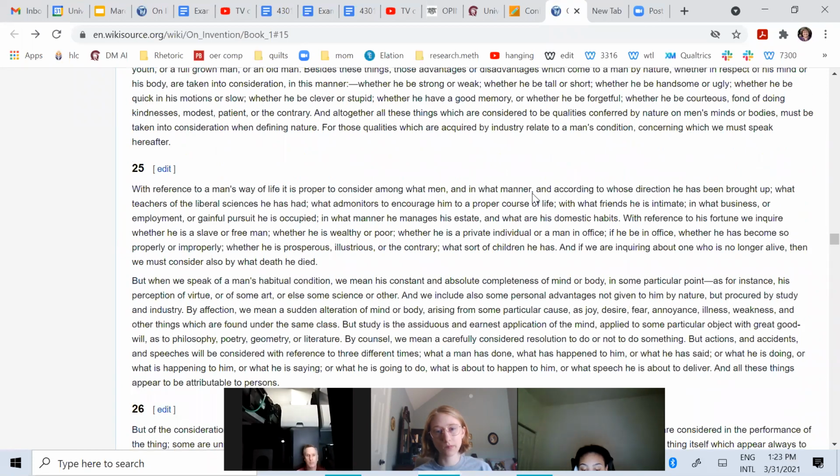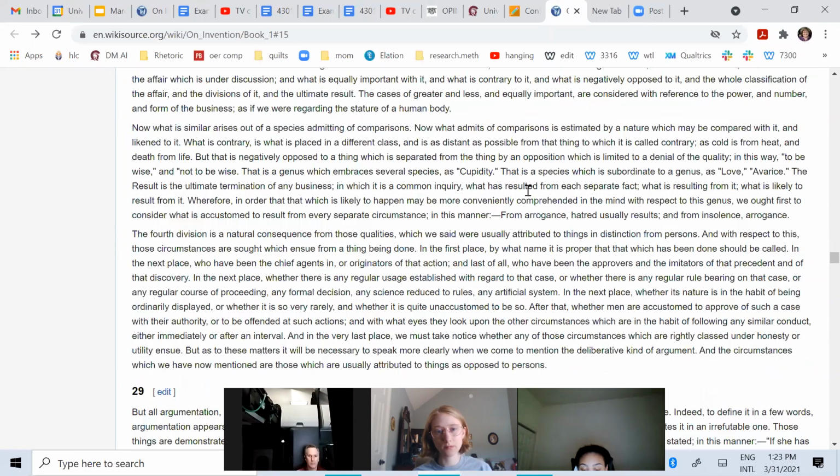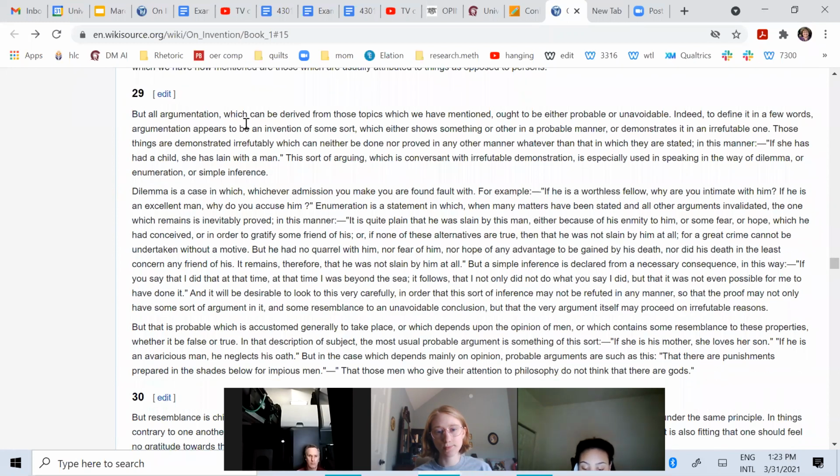And then at 29, they say, but all argumentation which can be derived from those topics which we have mentioned ought to be either probable or unavoidable. Indeed, in a few words, argumentation appears to be an invention of some sort, which either shows something or other in a probable manner or demonstrates it as an irrefutable one. So basically, he's talking about the logic of an argument.